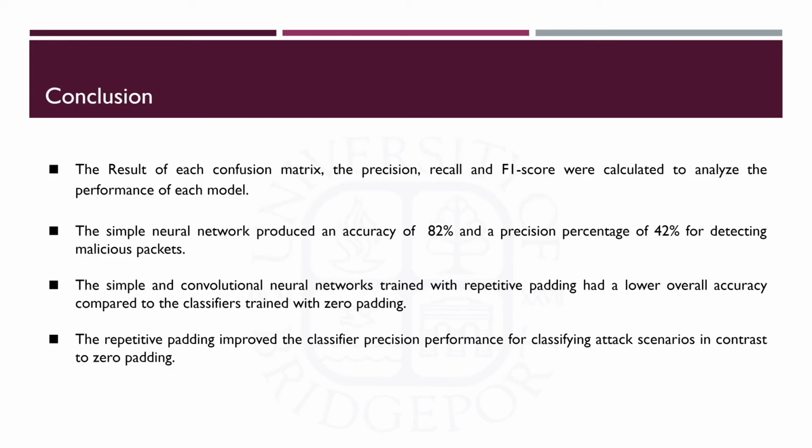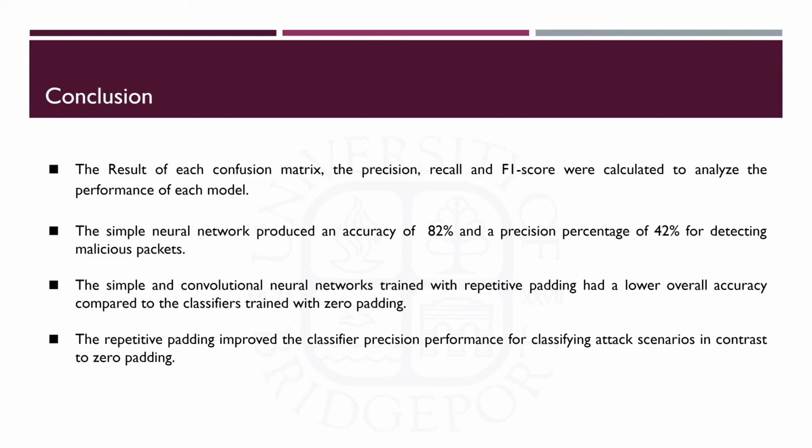To conclude, we collected the results from our confusion matrix, calculated the precision, recall, and F1 score to analyze our classifier's performance. From the results that we collected, we can state that the simple neural network has the highest performance in classifying this type of data, reaching a total accuracy of 82% and a precision of 42% using the repetitive padding to detect malicious packets.